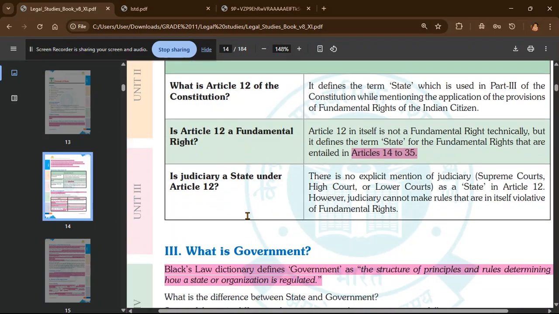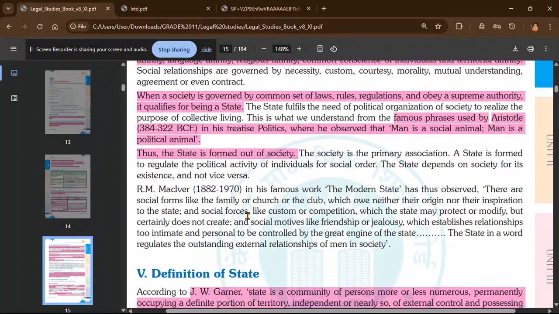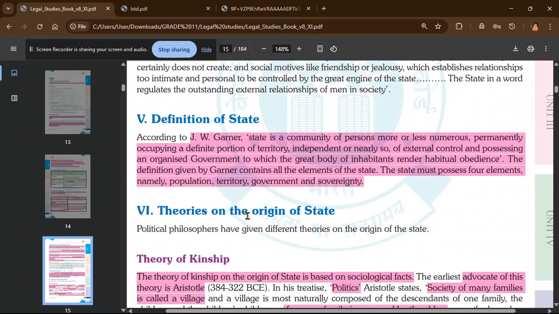And when they ask you the definition of a state, please don't write the Black's Law Dictionary statement. You have to write J.W. Garner's statement, what he has stated. If they ask the definition of state, you will just write these four or five lines. That's it. You will not add anything of your own imagination or opinion to it. So, according to J.W. Garner, state is a community of persons more or less numerous. I will not be explaining this statement of his, because this is very easy and this is something that you already know.